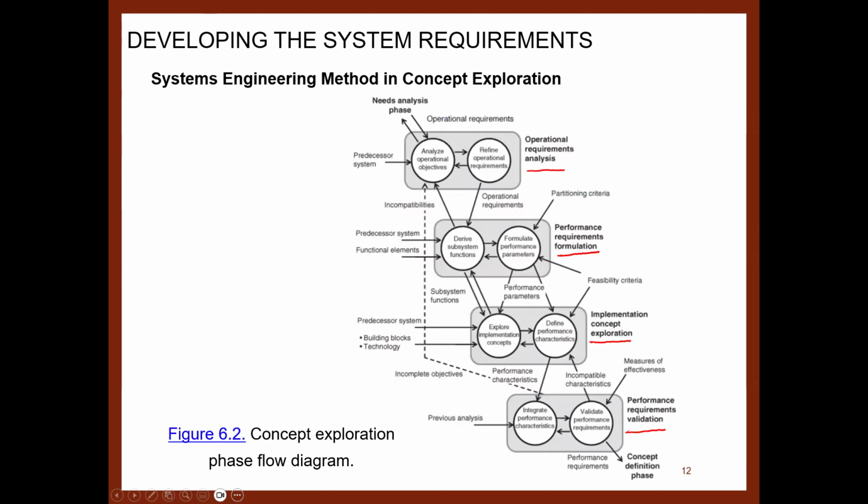The interrelationships among the activities in the above steps in the systems engineering method are depicted in this figure, which is similar to what we saw for the needs analysis. So if you want to get a good understanding of the concept exploration and the systems engineering implementation within the concept exploration, this is a good summary of what we just discussed. So you see all 4 steps are represented by each one of those levels: operational requirement analysis, performance requirement formulation, implementation, and performance requirement validation.